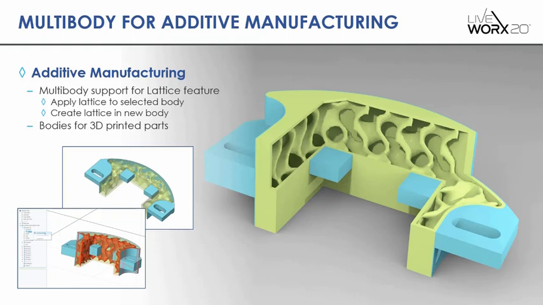a new body. In addition, we can leverage other body aspects for 3D printed parts. Body color would be one example of that. Let's have a look at both in the following demonstration video.